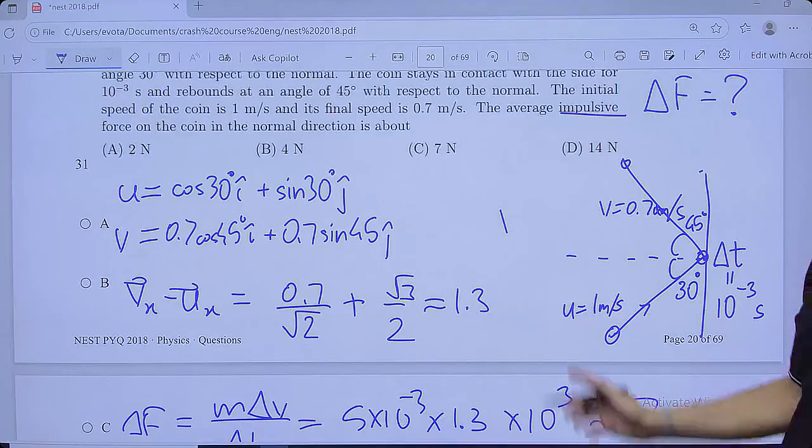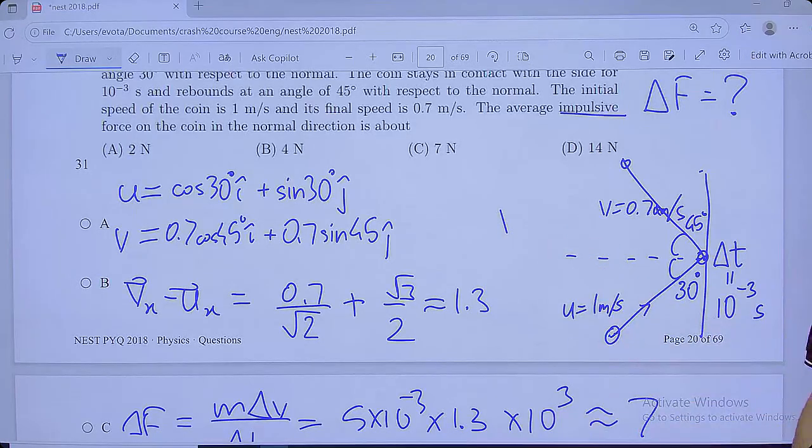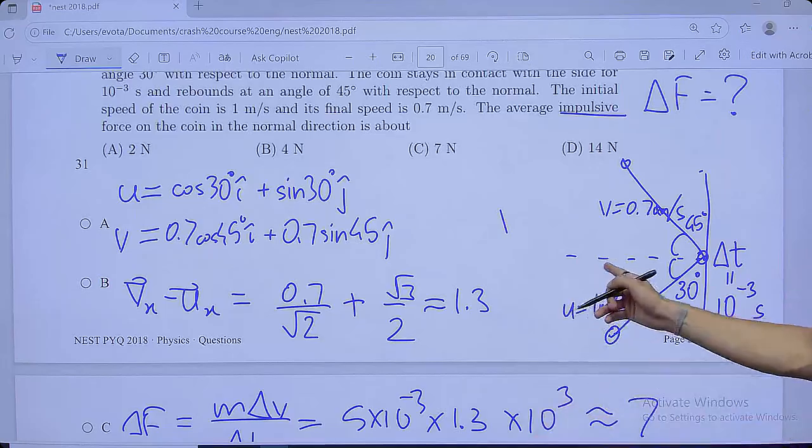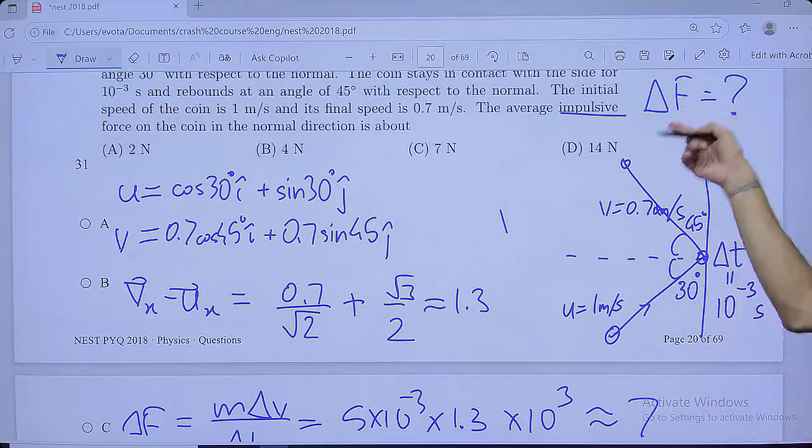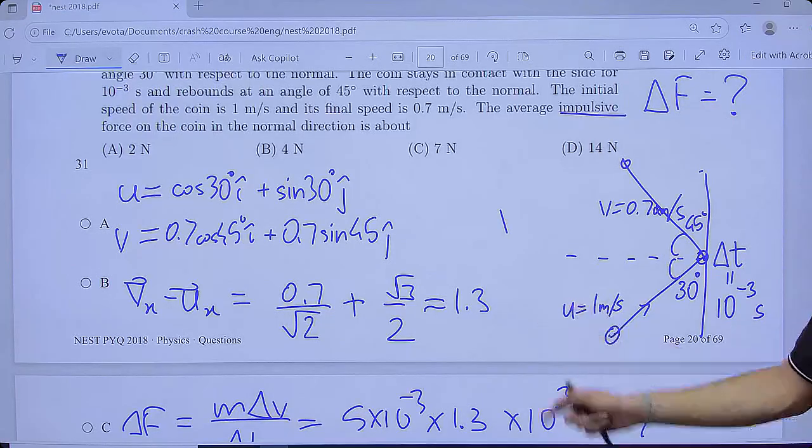This question was not very complicated. It was very, very straightforward. All you had to do was calculate the change in momentum in the normal direction and divide it by the time duration of collision, and you get instantly the change in force also. The force normally applied by the wall, you get like this.